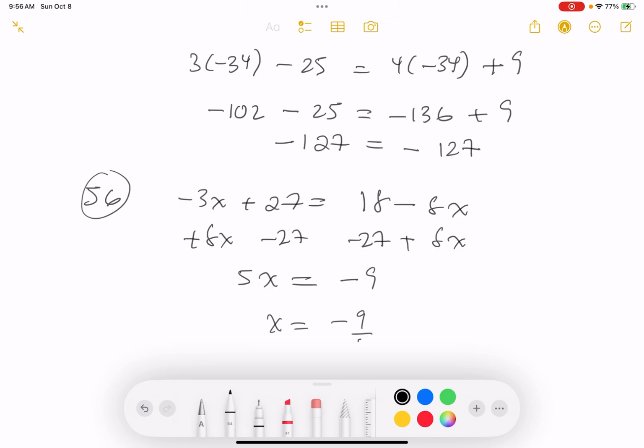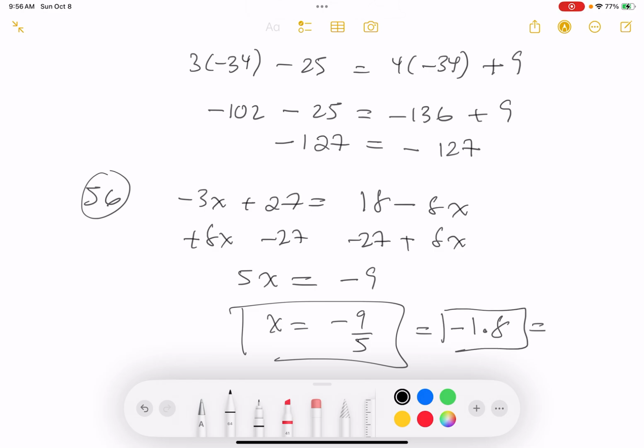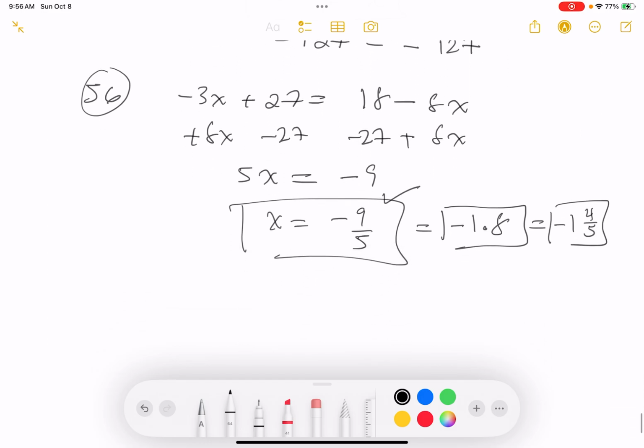Minus 9 fifths. All right, I'd leave the answer that way. If you prefer the decimal, by the way, it's going to be minus 1.8. If you prefer a mixed number, which I think would be a bad idea, it's going to be minus 1, and you're going to get 4 fifths. All right, also a good looking answer. I like this answer the best. I'm going to check it now.